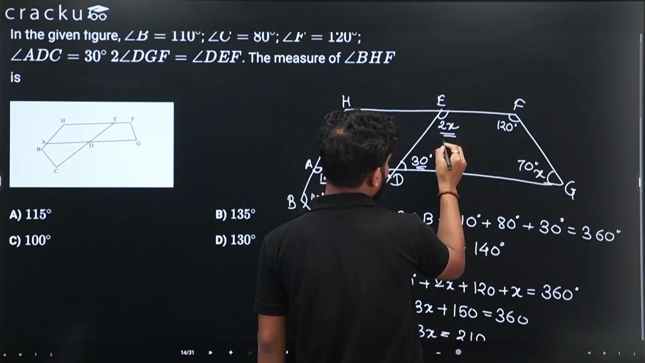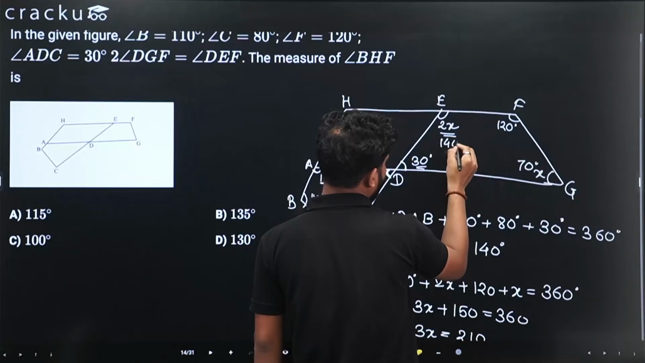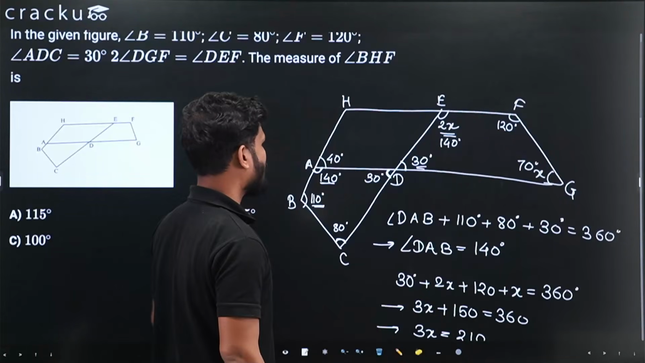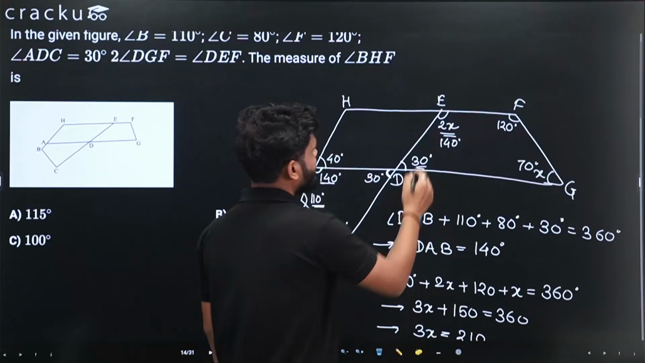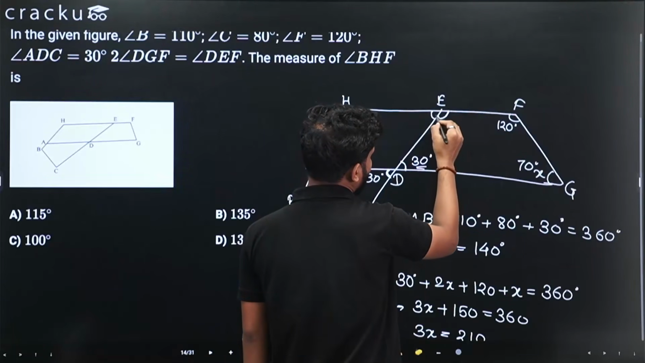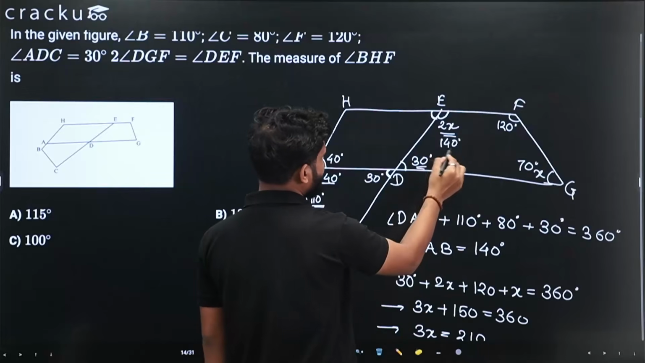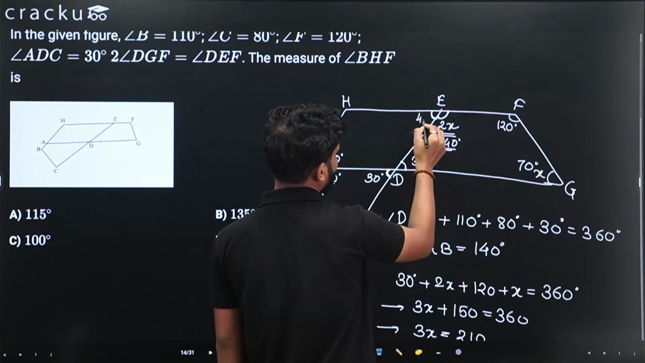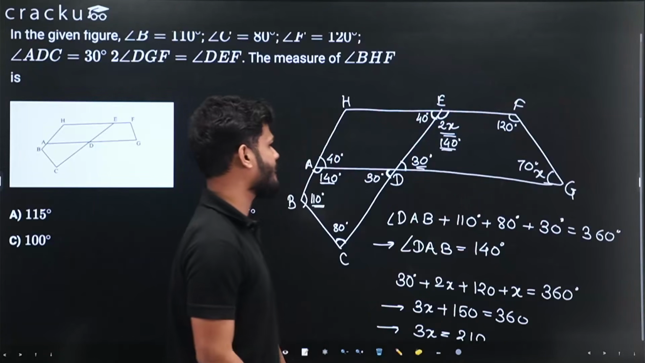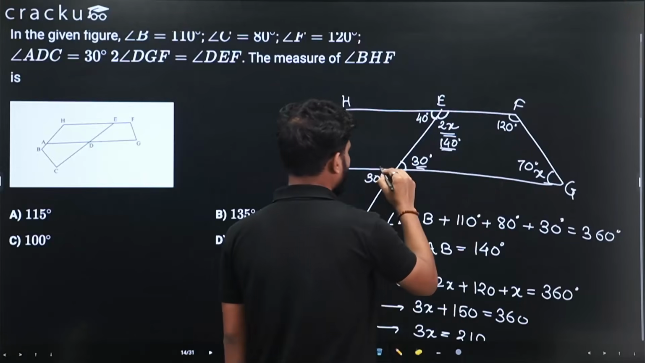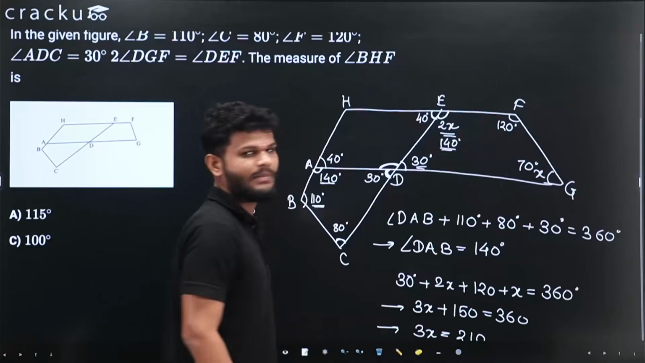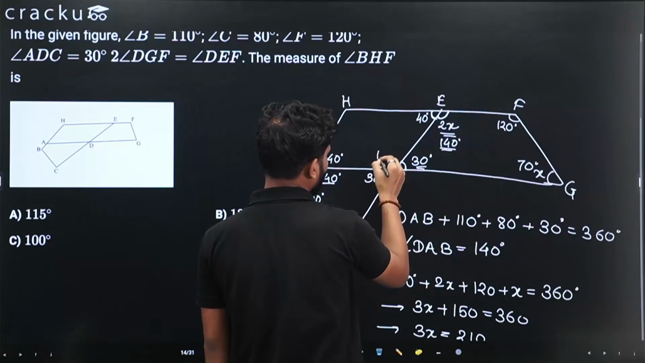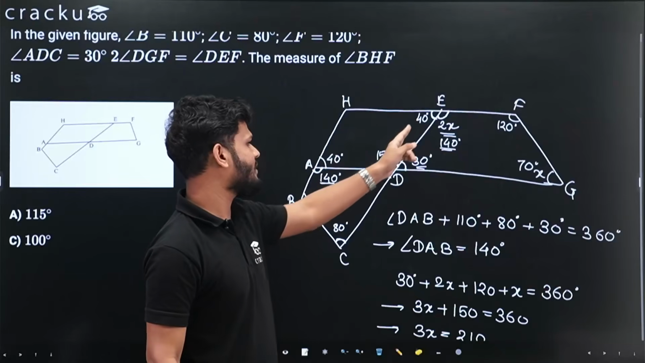So 70 into 2 will be 140 degrees. Now look at this angle. This angle and this angle are supplementary. So if this is 140, this will be 40 degrees. Right? Now what about this angle? This angle and this angle are also supplementary, so this will be 150 degrees. Right? So 40, 150, 40.